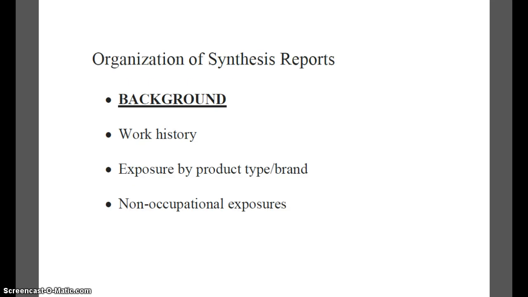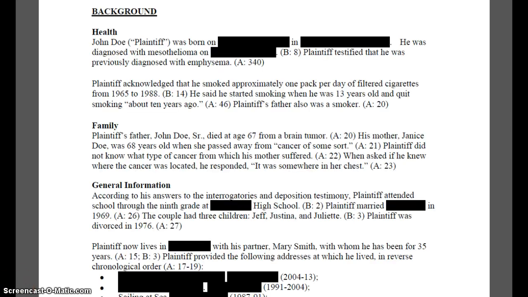In the body of the report, as mentioned earlier, there are 4 sections, the first being the background section. This section includes information such as personal and family medical history, smoking history, and education. Essentially, this section provides the basic biographical backdrop of the plaintiff. In this case, the plaintiff was diagnosed with emphysema. He started smoking at age 13, and he attended high school through the 9th grade.